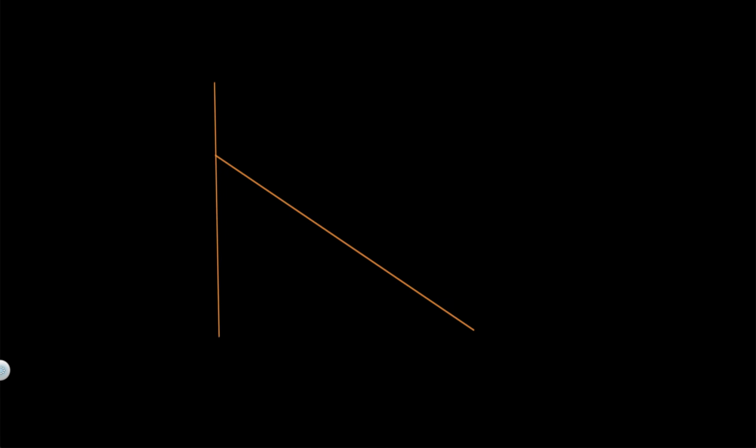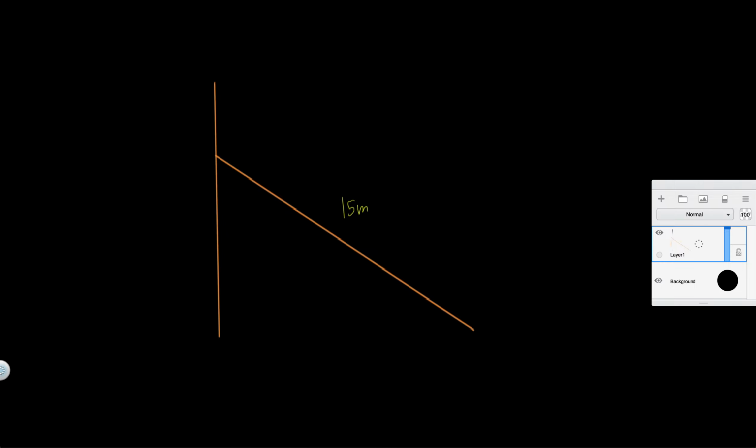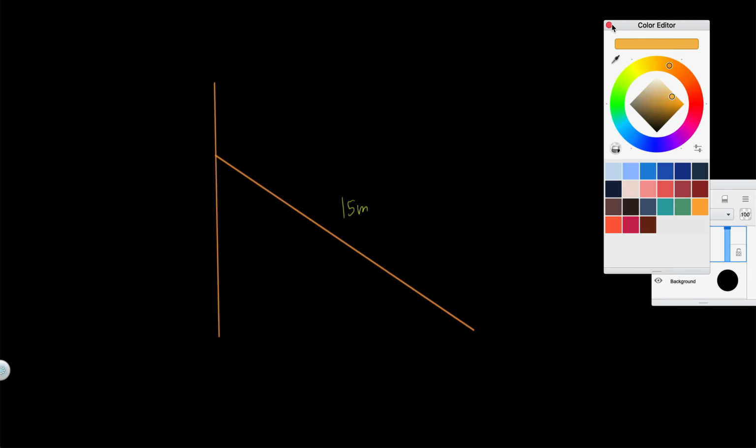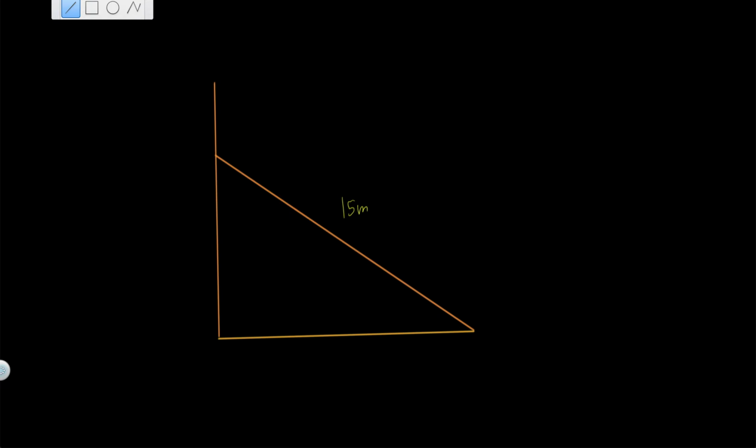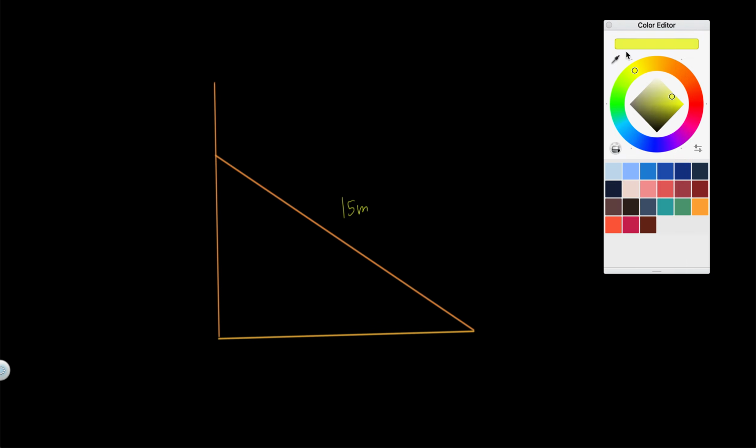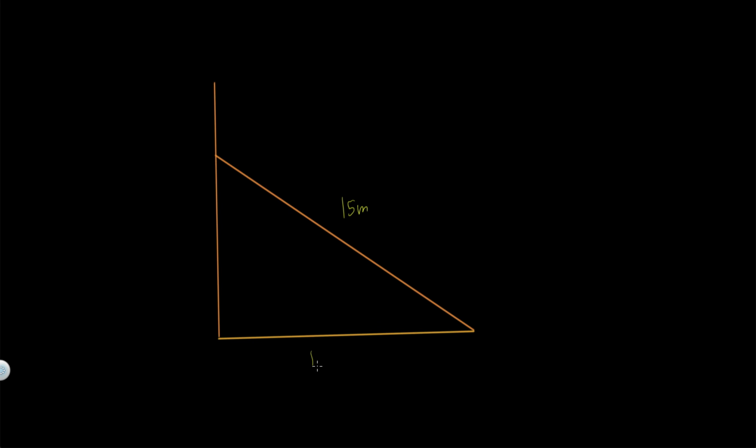So let's define all the values that we know. We know the ladder is 15 meters, so 15 meters. And then let's also say that the ladder is 10 meters away from the wall. So the bottom of the ladder is 10 meters away from the wall. So let's also draw that out. And we know that that value is 10 meters.